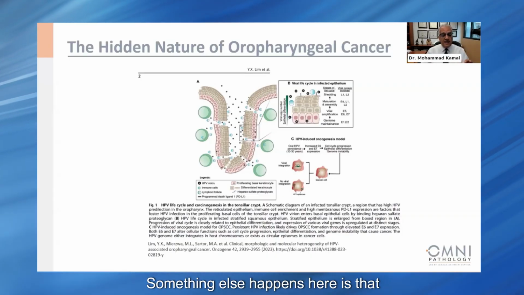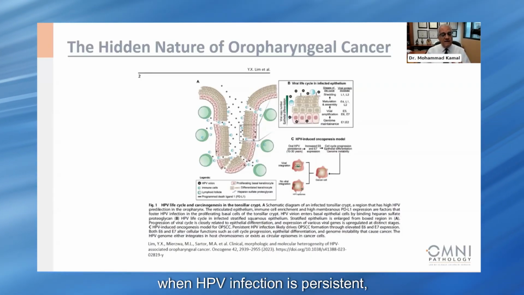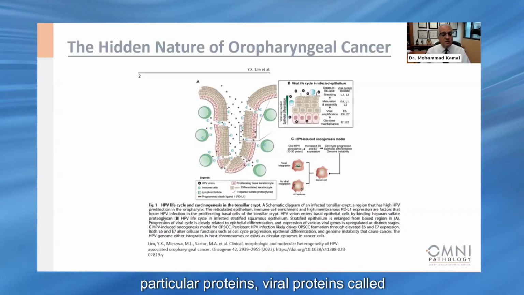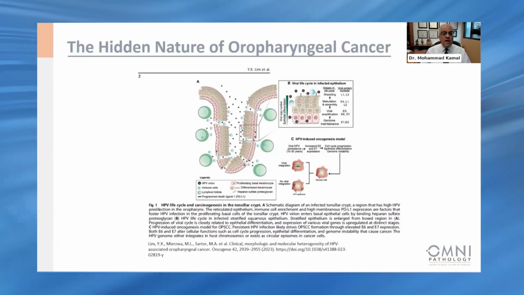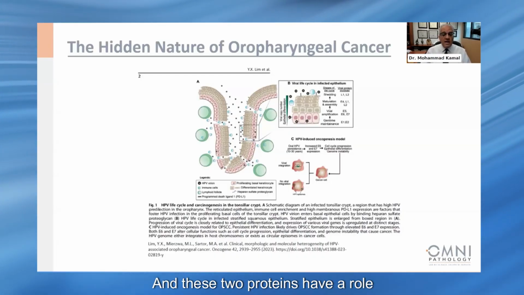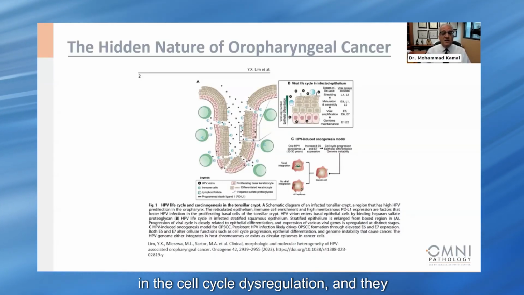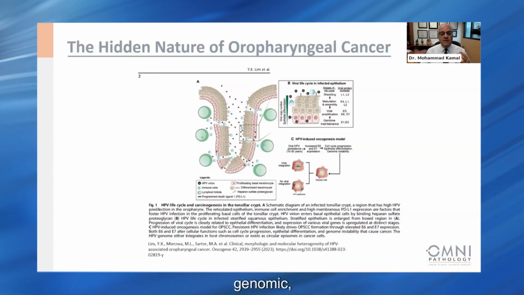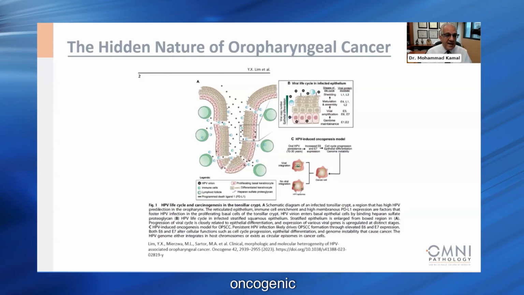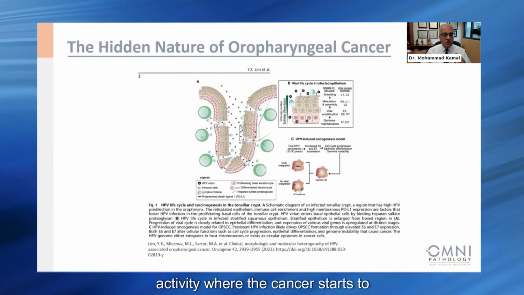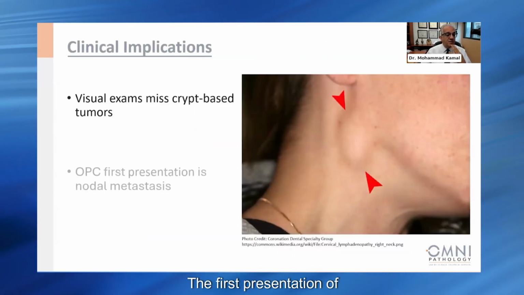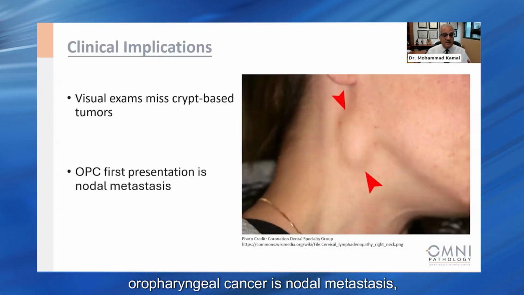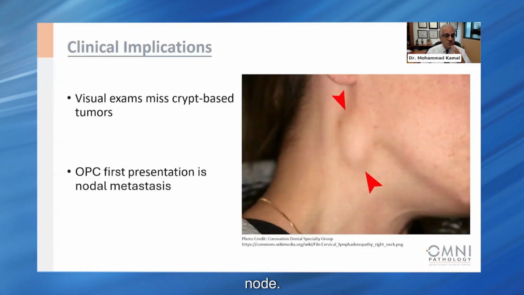Something else that happens here is that when HPV infection is persistent, there is an overexpression of two particular viral proteins called E6 and E7. These two proteins have a role in the cell cycle dysregulation, and they result in epithelial differentiation and oncogenic activity where the cancer starts to develop. The first presentation of oropharyngeal cancer is nodal metastasis, an enlarged neck node.